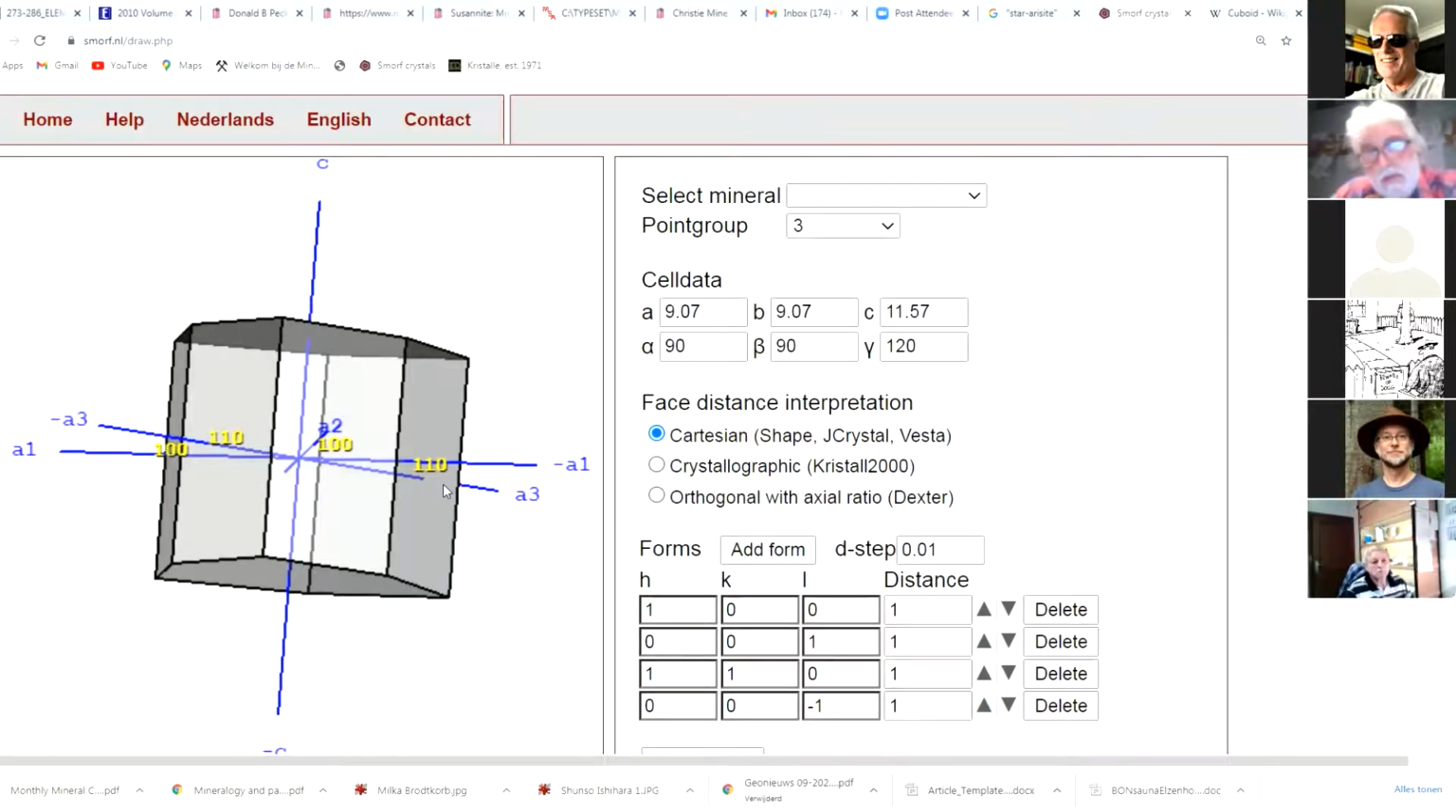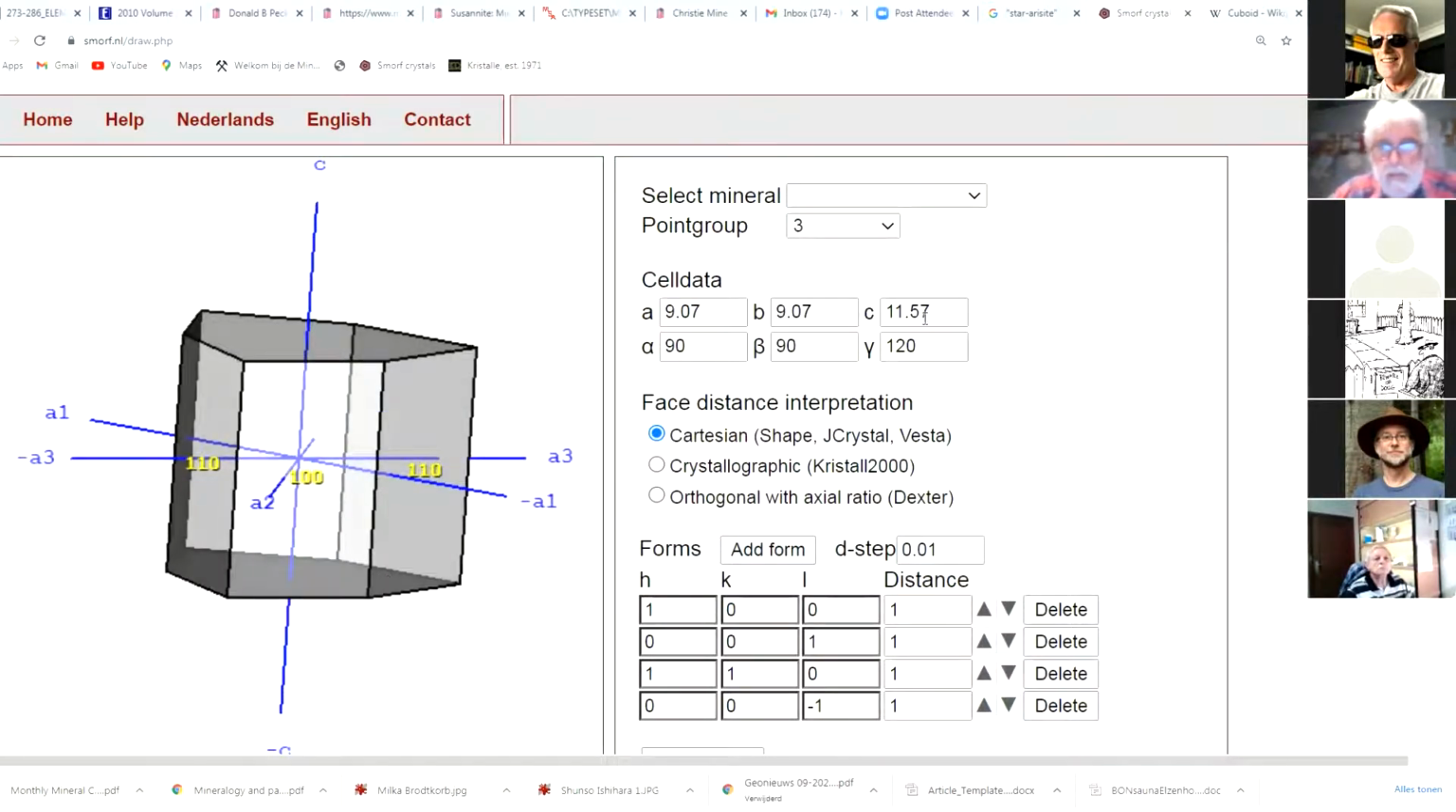Because real crystals normally, sometimes, if you have a real fluorite cube, it might be that some faces are slightly smaller than others. And so with Crystal Shaper, you can actually adjust every crystal face if you want to. All right, that's it. Any questions?